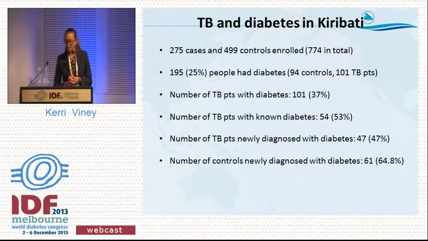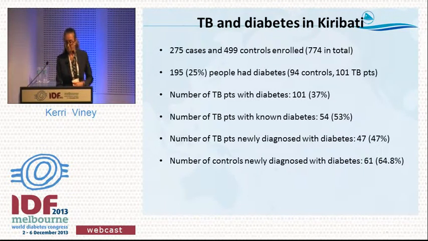Interestingly, and Anil brought this up, the number of TB patients with known diabetes was about half, 53%, and about 47% or 47 patients were newly diagnosed with diabetes. So I think it shows that there is a lot of undiagnosed diabetes in our communities. In comparison to the controls, we recruited 499 community members, and a lot of them had newly diagnosed diabetes as well, about 65% higher than the TB patients.